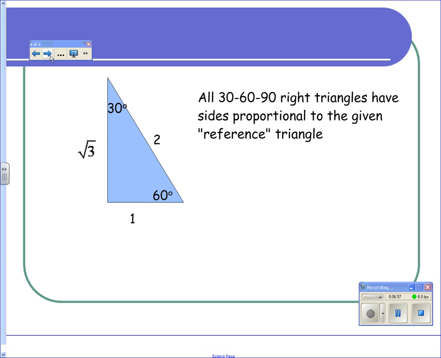Where did the 30, 60, 90 come from? The angles. This angle is 30 degrees, this angle is 60 degrees, and this angle is 90 degrees. Does that make sense? That's where the name comes from. The way I remember it, the square root of 3 is right next to the 30 degrees. Does that make sense?